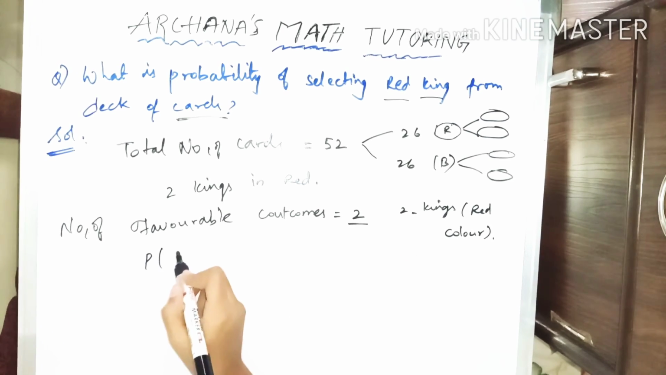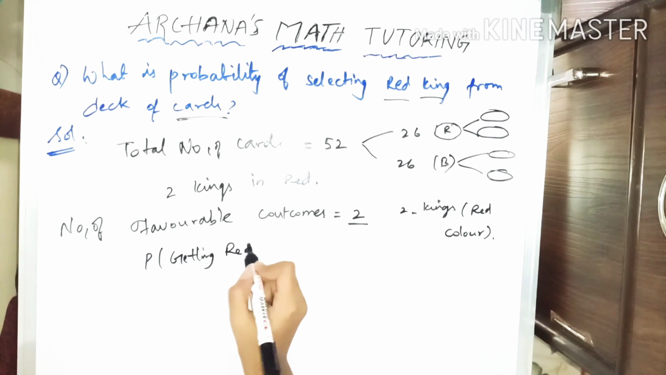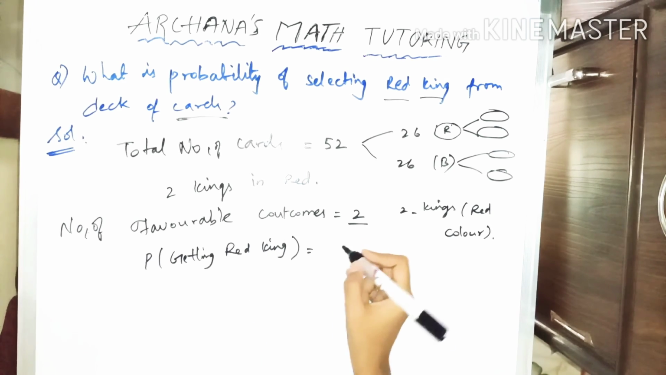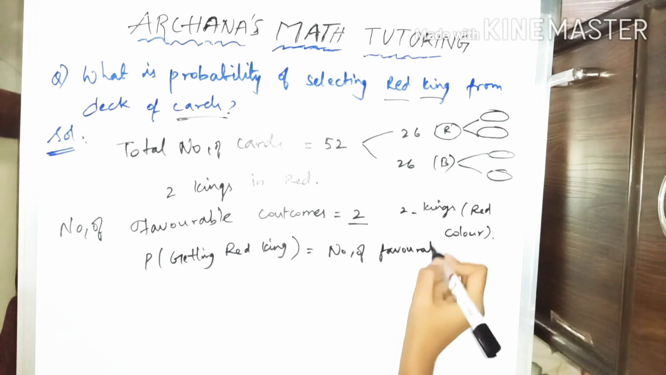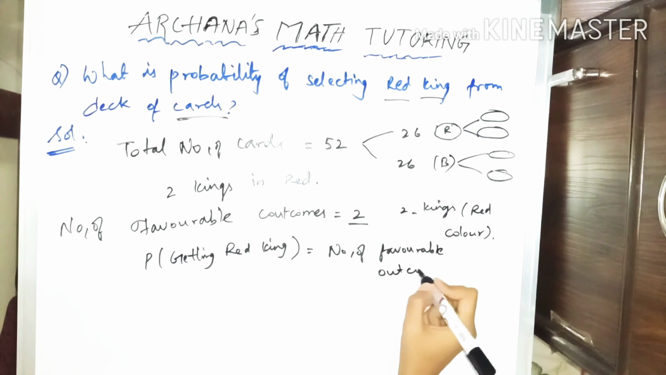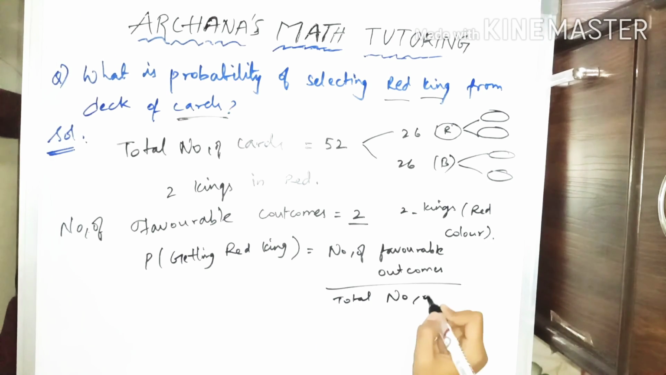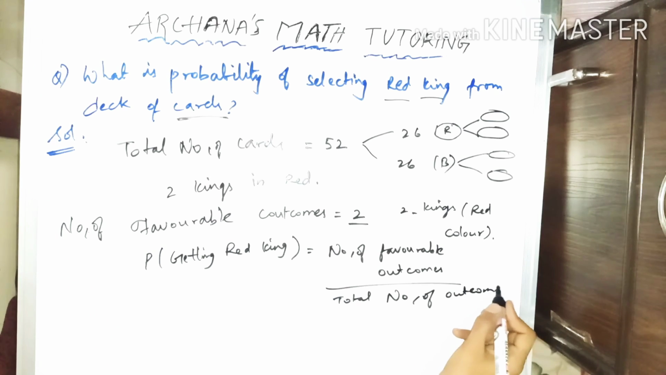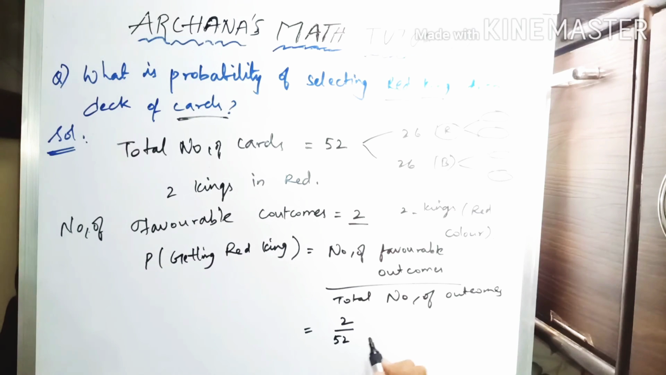So now the probability of our event. What is our event? Getting a red king. Number of favorable outcomes by total number of outcomes. So there are two favorable outcomes for us because there are only two red kings, and total outcomes are 52, which is nothing but 1 by 26. So this is the case of getting a red king card among all the available cards.